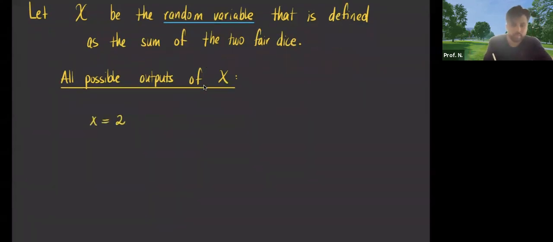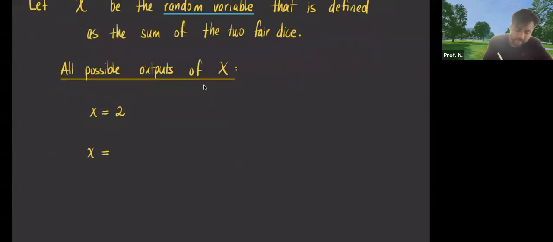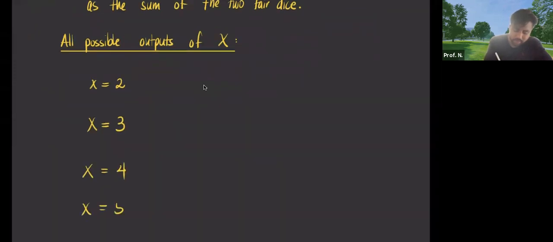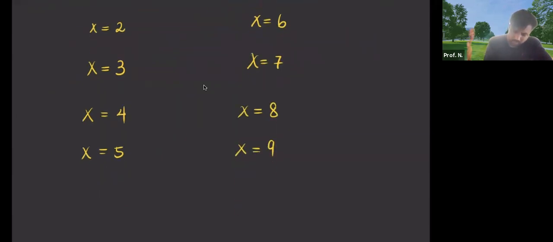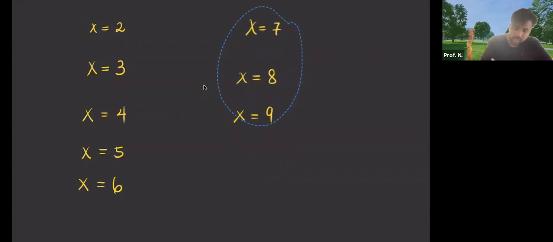It could be 2. The random variable can equal 3. The random variable can equal 4. The random variable could equal 5. The random variable can equal 6. The random variable can equal 7. The random variable can equal 8. The random variable can equal 9. Then it goes all the way to what? 10 and 11, right? So maybe I should write this. X equals 6, 7, 8, 10, 11, and then finally 12.